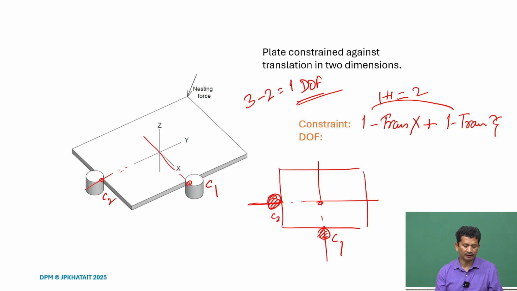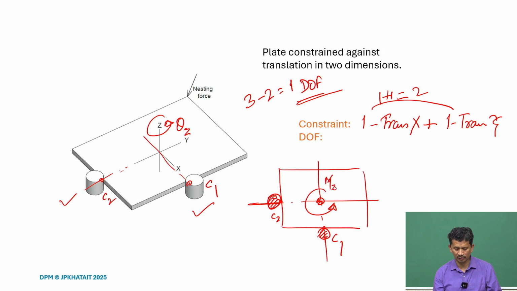Many times, if you are not careful, you may think that putting two constraints in this fashion can provide a planar constraint, but it is not true. What is left is the rotation theta z, right. So, what happens if you try to put any kind of moment theta z, or M z, a torsional moment, if you apply?